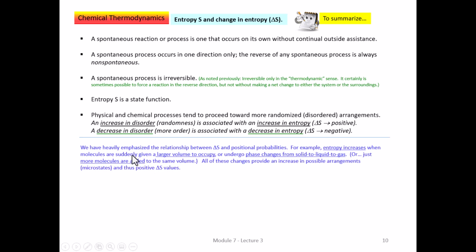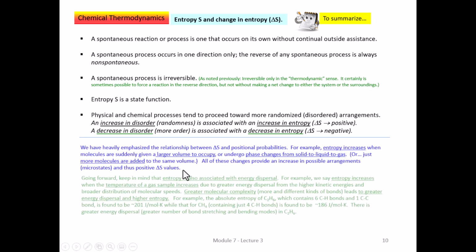We've heavily emphasized the relationship between delta S and positional probabilities. For example, entropy increases when molecules are suddenly given a larger volume to occupy, or undergo phase changes from solid to liquid to gas, or when more molecules are added to the same volume. All of these changes provide an increase in possible arrangements or microstates and thus positive delta S values.